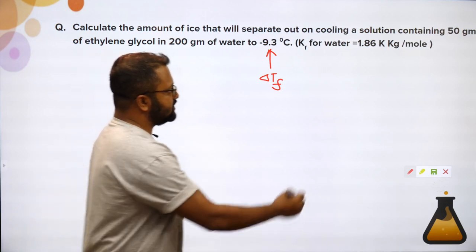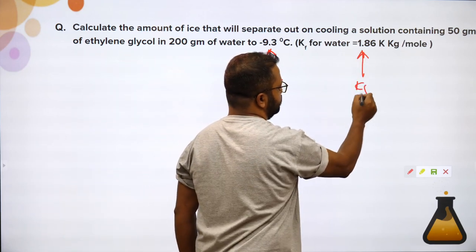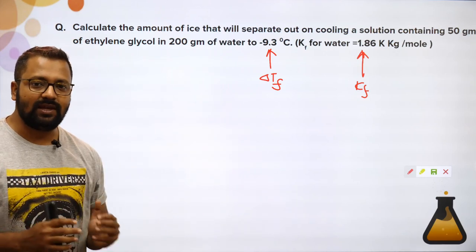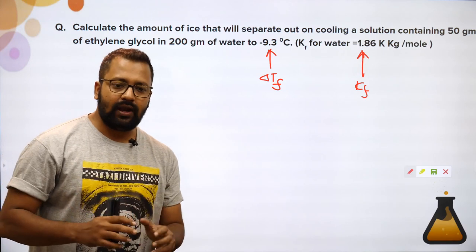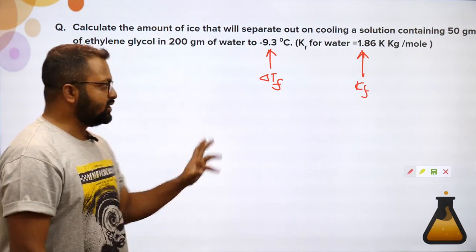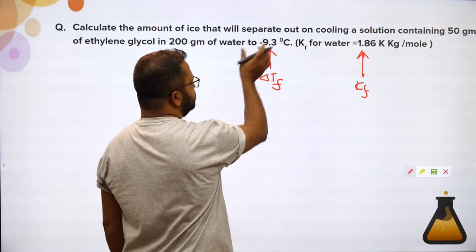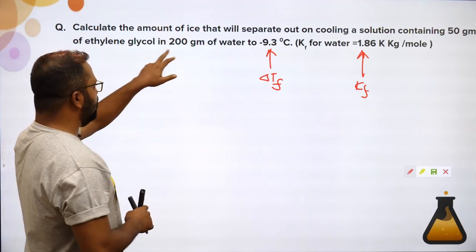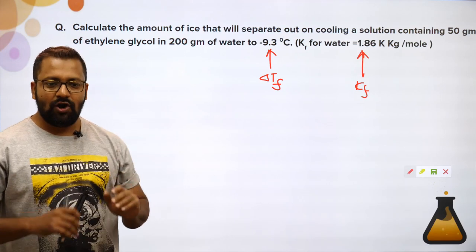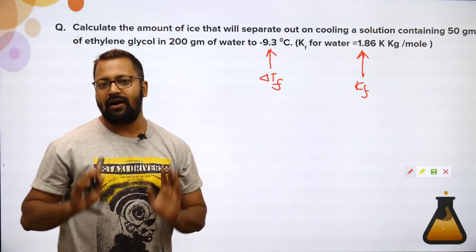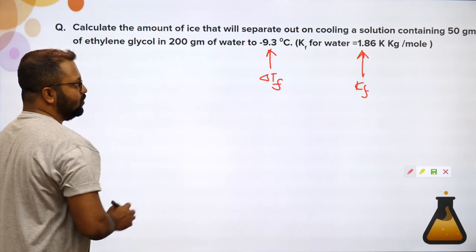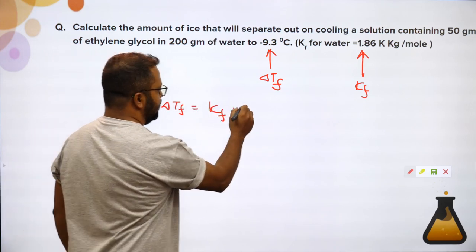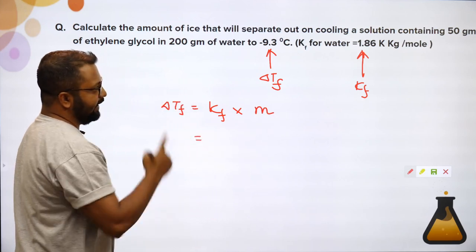This is Kf. Now how do we identify how much solvent will separate out? We will calculate the weight of solvent which gives us this degree of depression. That amount of solvent will obviously be less than this. The difference is what has converted into ice. So how do we solve this? Let's work it out. Del Tf will be equal to Kf times molality. Kf is 1.86.